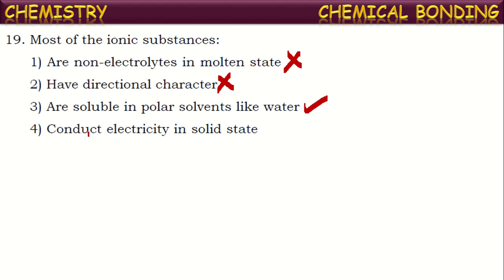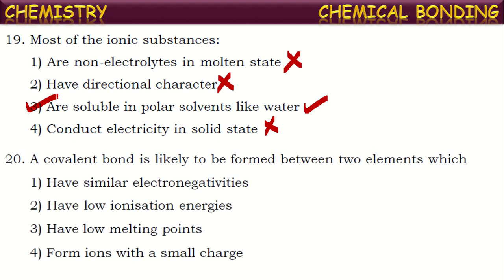And if you see the next one, conduct electricity in solid state. No, in solid state, ions are held together with strong electrostatic forces. So because of that, they cannot conduct electricity in the solid state. The only correct statement about ionic compounds is this: they are soluble in polar solvents like water.